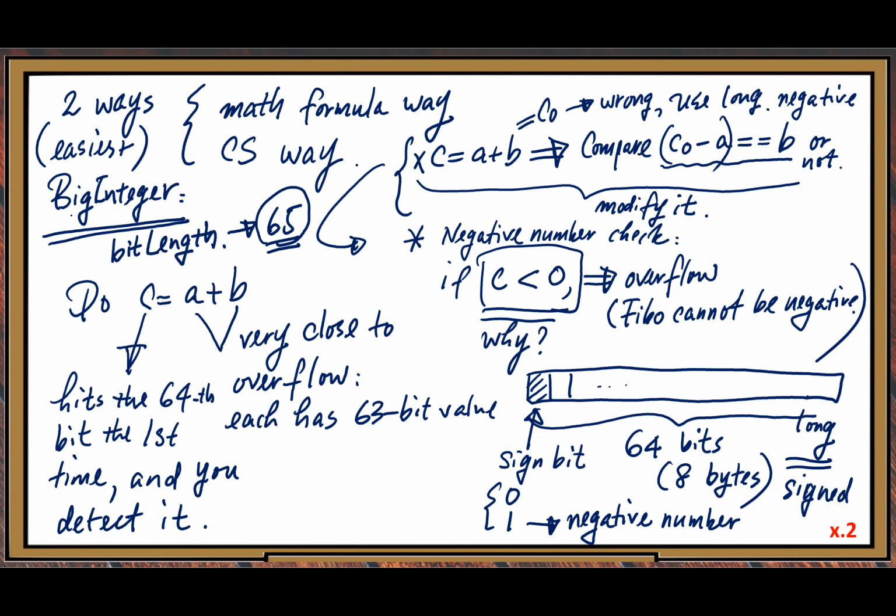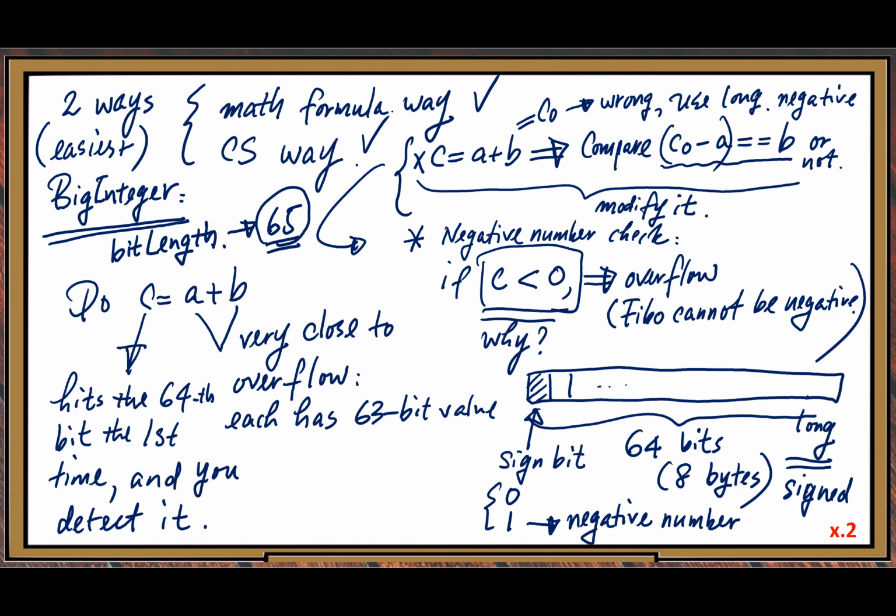Any more questions? Implement both methods. Both, what do you mean by both? Both, that is the math way, that is one, and the CS way, another. I do not mean both signed long and unsigned long. Both means the first way is the math formula way, and the second way is the CS way.